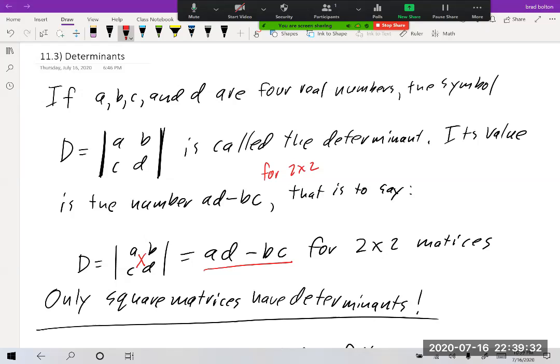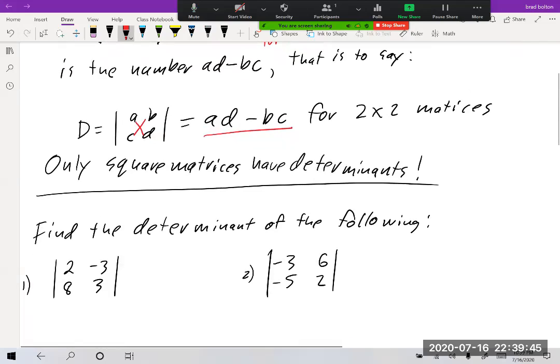So you kind of just multiply it diagonally like this little cross right here that I have, this little X. So you multiply A times D and B times C and you subtract. And this is for 2 by 2 matrices only, okay? So let's just take a look at this real quick.